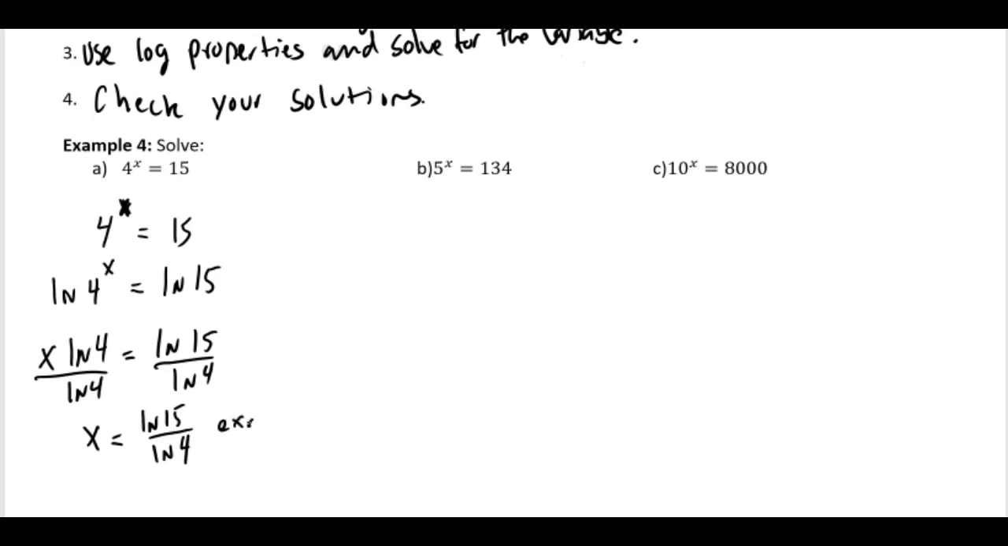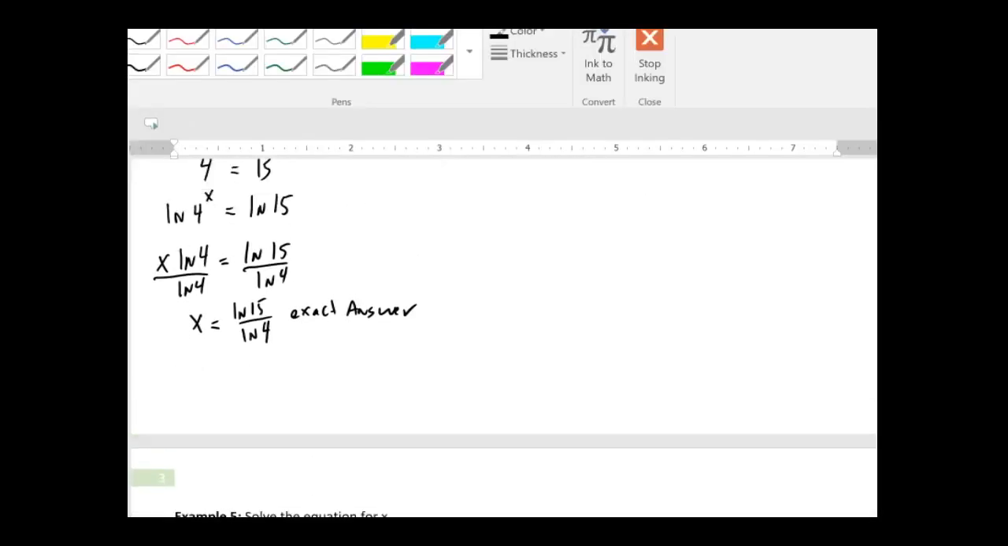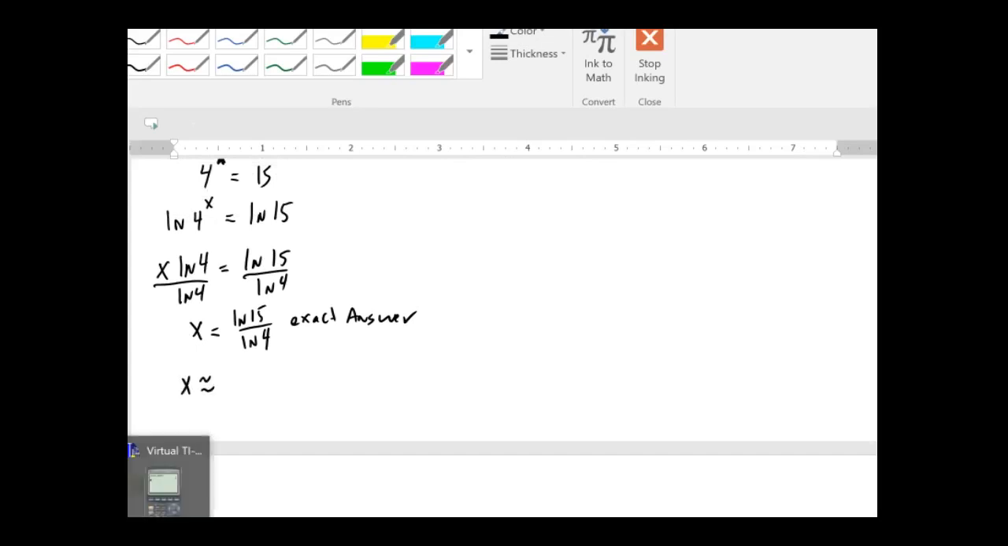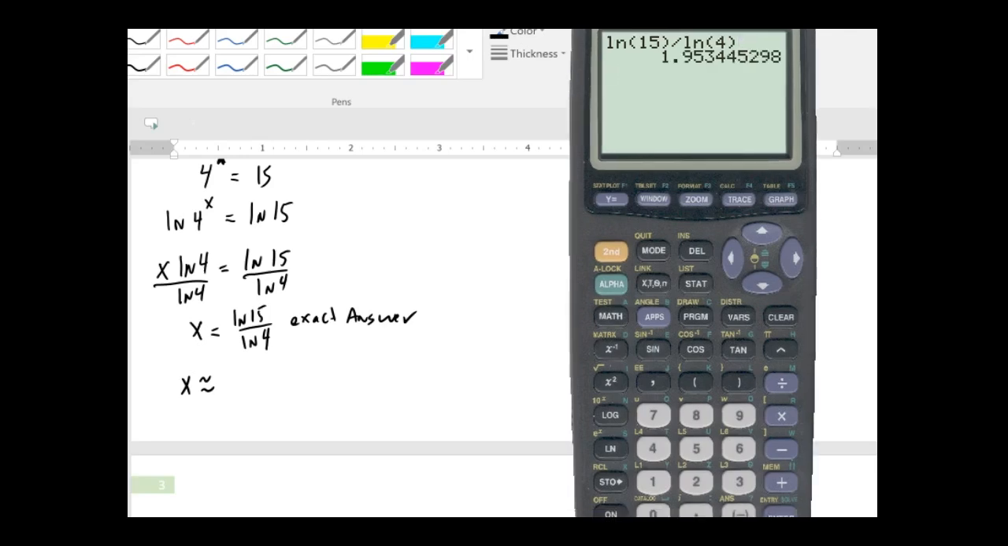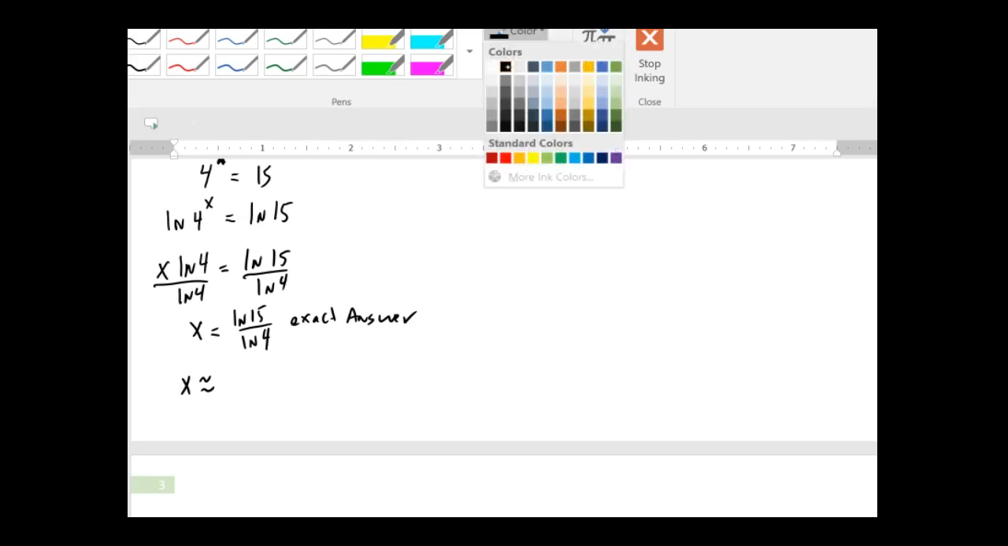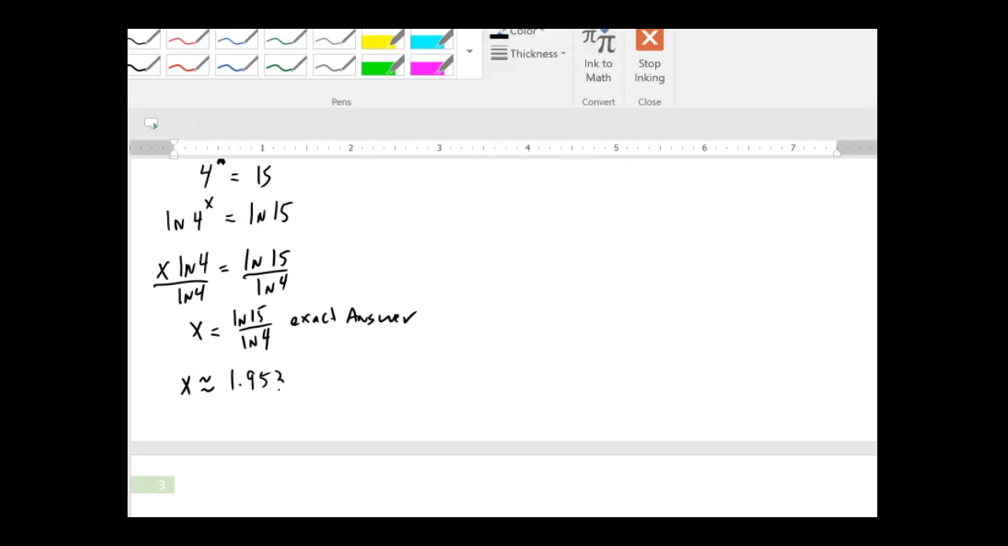So this is an exact answer. But on the computer, sometimes they want a decimal answer, an approximation. So we would use the calculator. We're going to have natural log of 15 divided by natural log of 4. And so our approximation is 1.953.